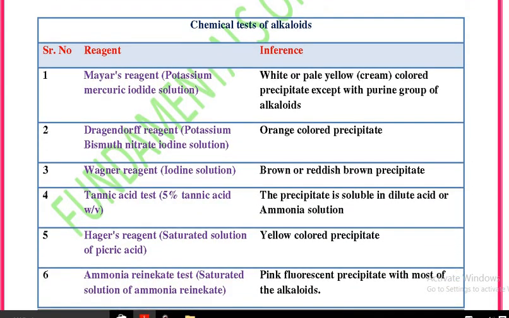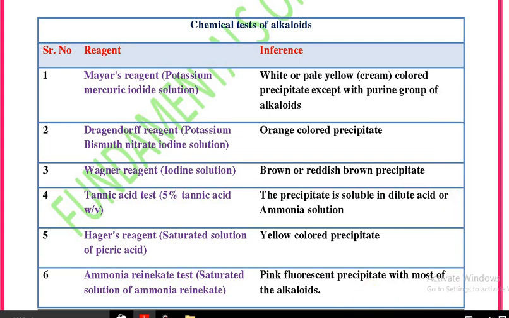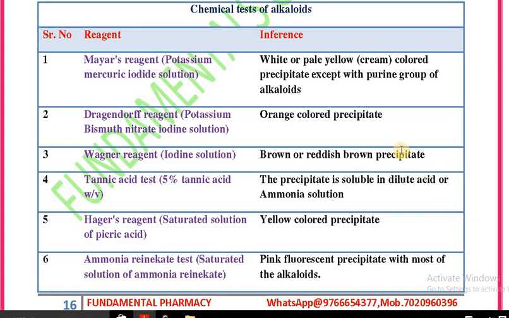Okay. So what are the chemical tests or identification tests for alkaloids? We will discuss chemical tests for alkaloids in brief. First one is Mayer's reagent, that is potassium mercuric iodide solution. It will give a white, pale yellow or cream colored precipitate with alkaloids, particularly with the purine group of alkaloids. So this is Mayer's reagent.